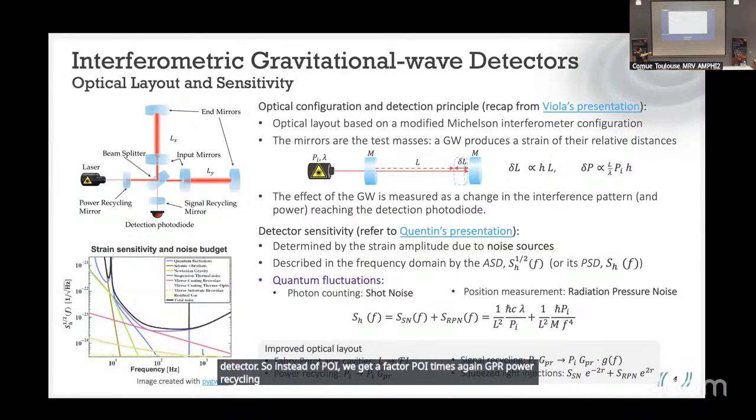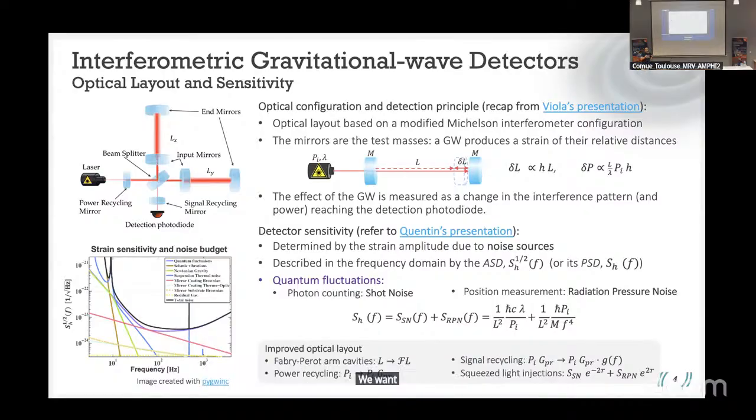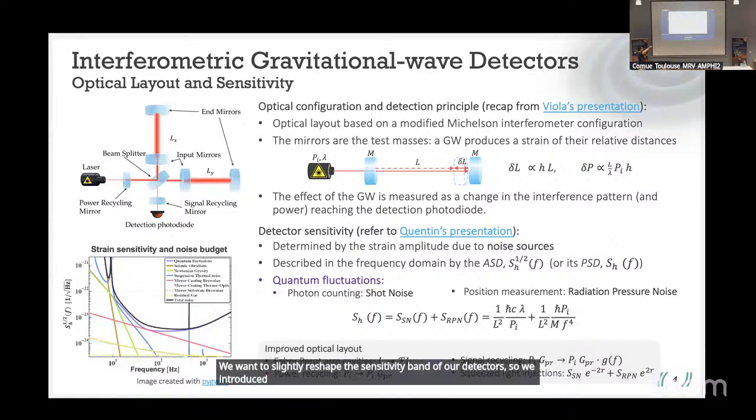The next trick is to introduce signal recycling. The reason is that the longer our detector arms, the less sensitive we are to high frequency waves, in the sense that our detectors act more or less as a low pass filter. We want to slightly reshape the sensitivity band of our detectors. So we introduce this mirror here, called the signal recycling mirror or signal extraction mirror, to slightly broaden the sensitivity band of our detectors towards higher frequency.